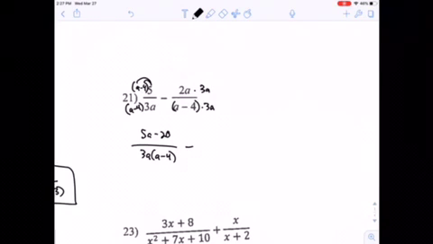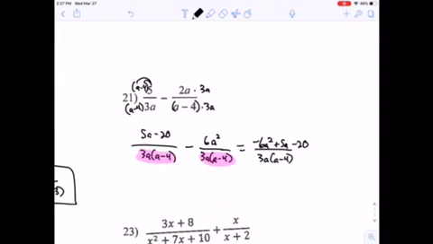Minus, multiply those together, you get 3 times 2 is 6, a times a is a squared, and on the bottom 3a times a minus 4. Now we look, denominators are exactly the same, so that means our answer is going to have the same denominator. And now we subtract these, and all the terms are different, so we're subtracting 6a squared, and then we have a positive 5a, and then a minus 20. And that is our answer.